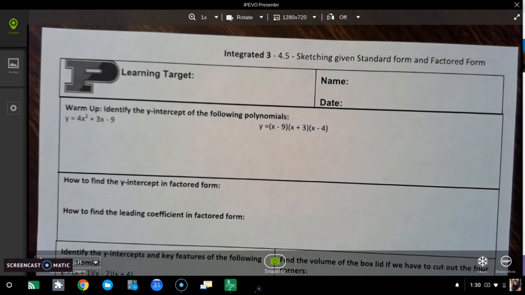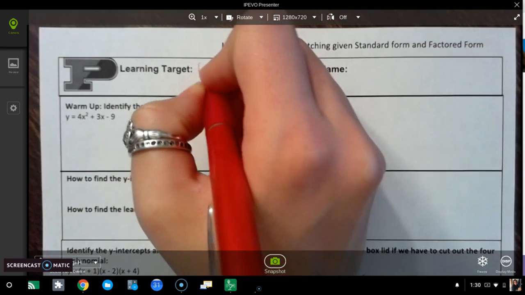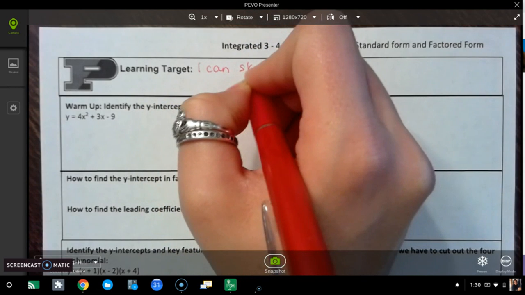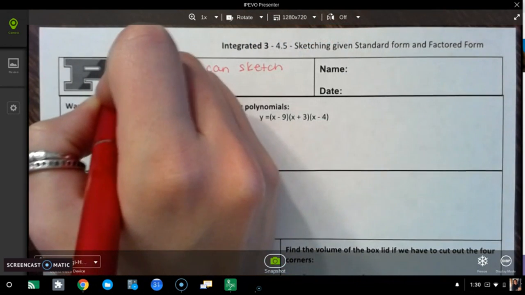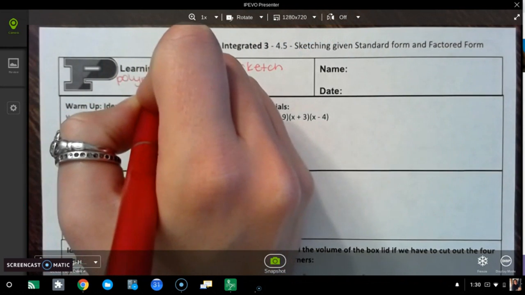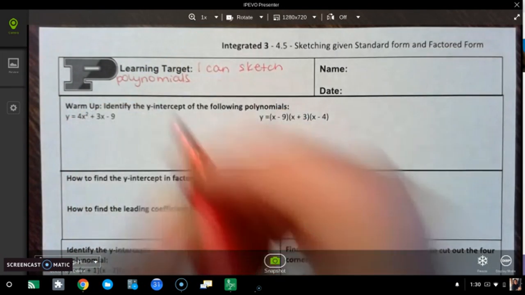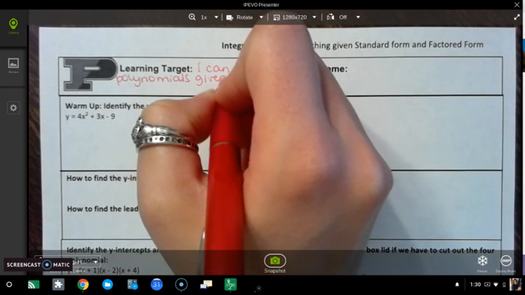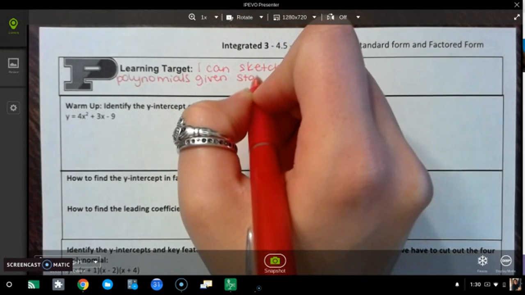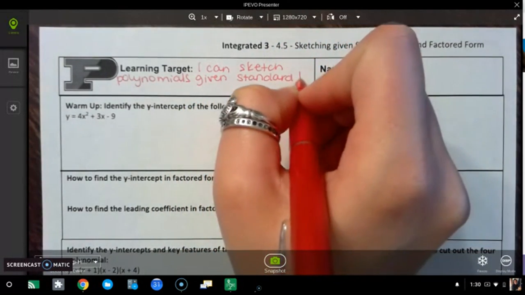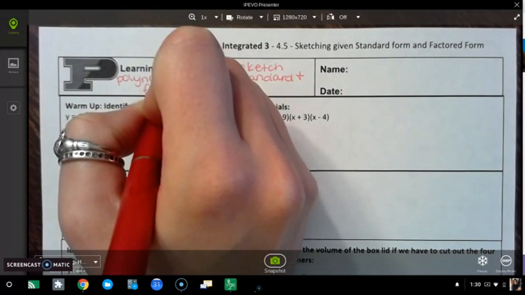Learning target for this guy is I can sketch polynomials given standard and factored form.